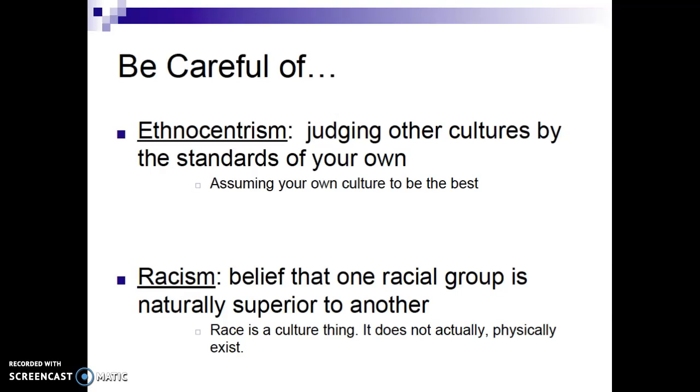And the last one is racism, where we believe one race is more superior to another. These are 2 huge negatives to every culture.